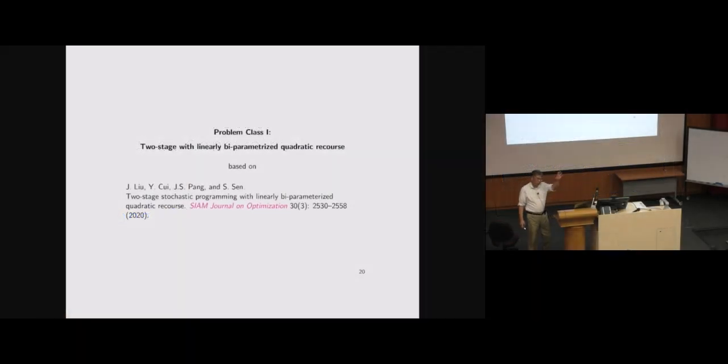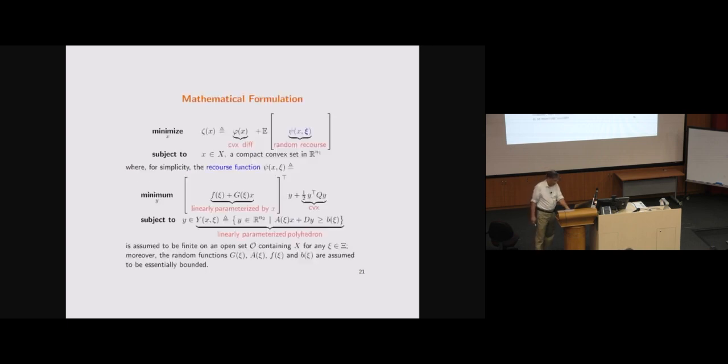I prepared three topics, right? This topic was supposed to be in the first talk. It's a two-stage stochastic program, but it has to do with linear biparametrized quadratic recourse. Okay, so this is the problem.